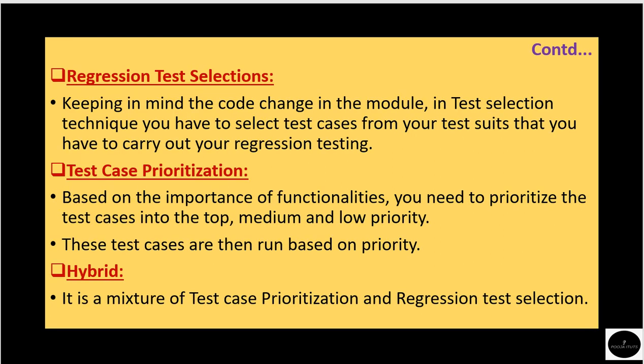Regression test selection, keeping in mind the code changes in the module. In test selection techniques, you have to select test cases from your test suites that you have to carry out your regression testing. Test case prioritization: based on the importance of functionalities, you need to prioritize the test cases into top, medium and low priority. So these test cases are then run based on priority. Hybrid is a mixture of test case prioritization and regression test selection.